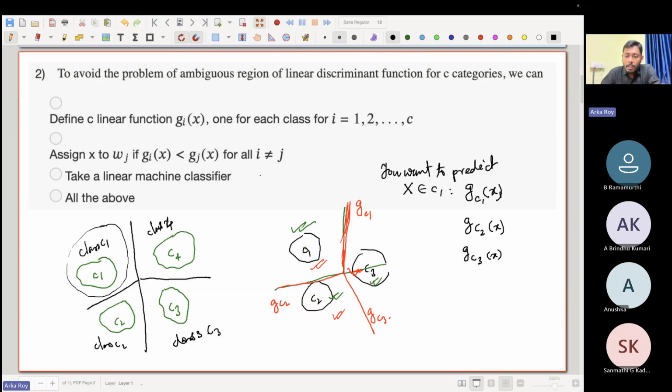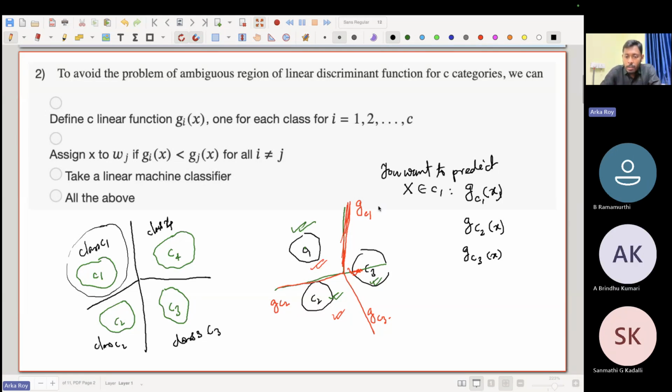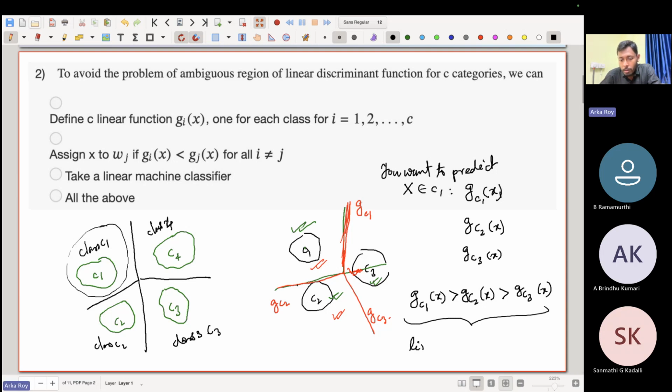Then you have to see your decision. If G of C1 of X is greater than G of C2 of X and G of C3 of X, then you can state that your linear function G of C1 of X is highest. So therefore, you can state that X belongs to C1.